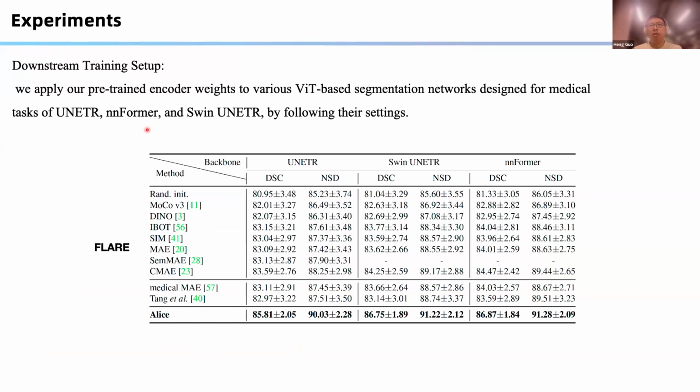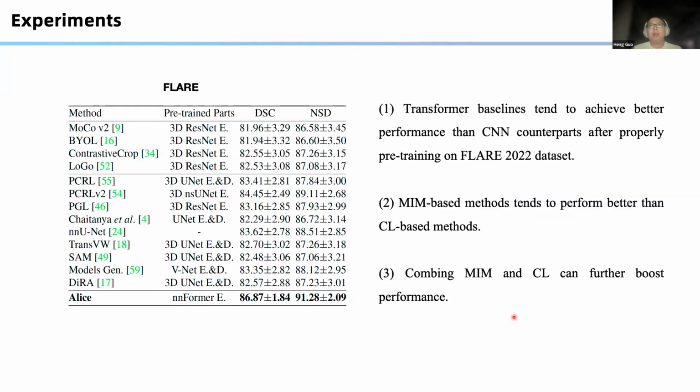We apply our pre-trained encoder weights to various ViT-based segmentation networks designed for medical tasks, such as UNETR, Swin UNETR, and others, following their settings. And we have compared these backbones on different self-supervised pre-training frameworks. ALICE outperforms them by at least an absolute 3.74% in DICE. We also compare ALICE with strong CNN-based self-supervised methods and baselines.